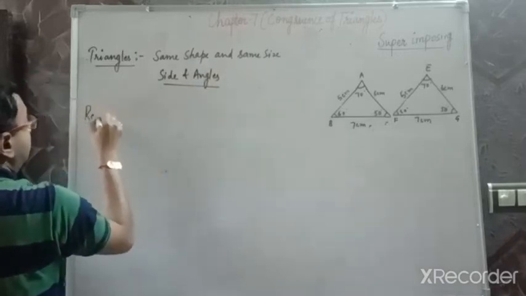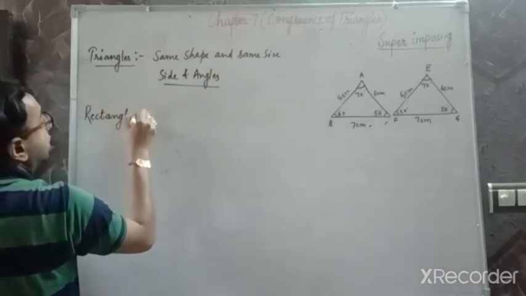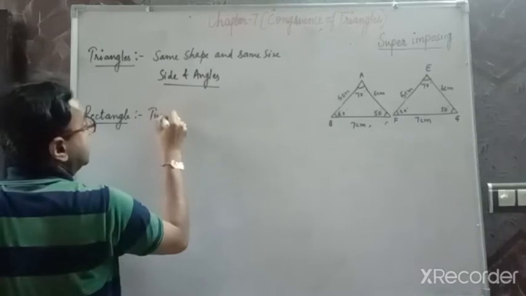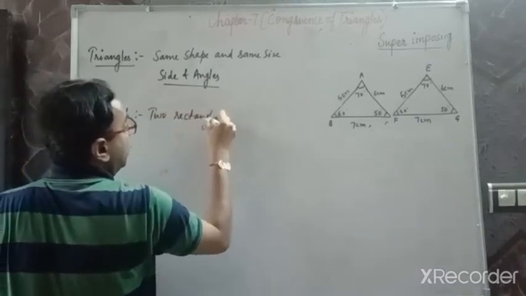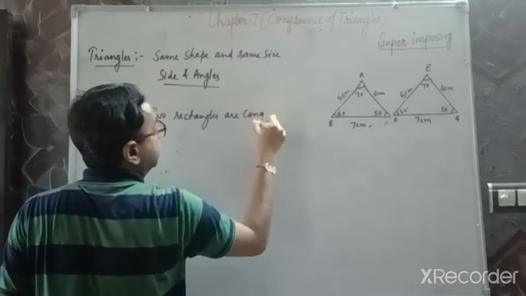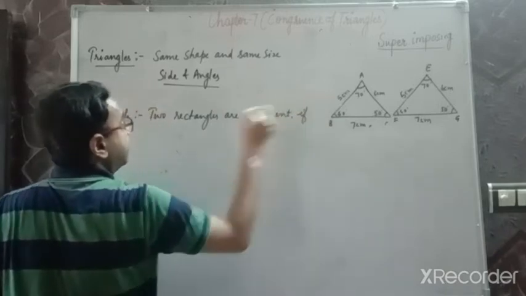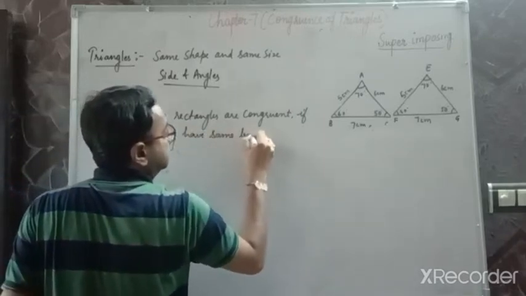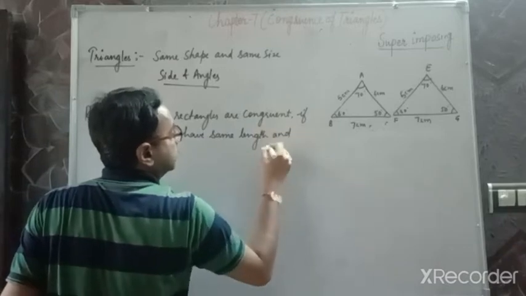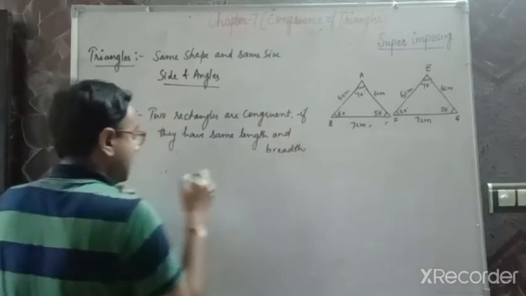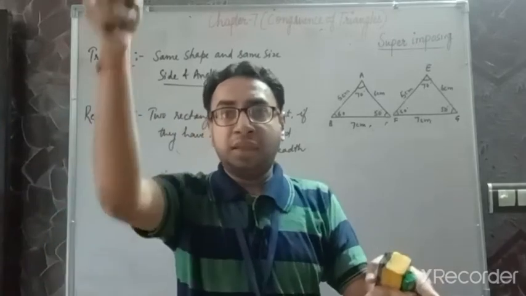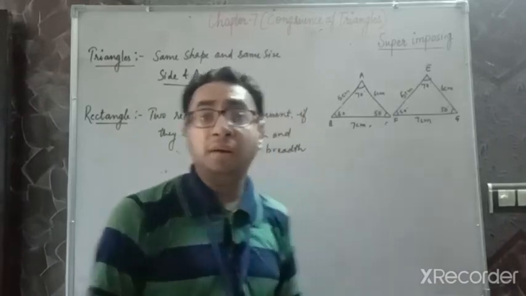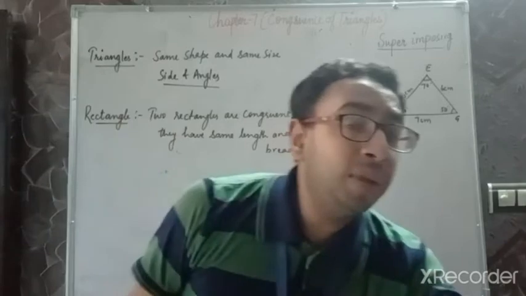Next, rectangle. What is rectangle? A four-sided figure whose each angle is 90 degree and length and breadth are not equal. So two rectangles are congruent if they have same length and breadth. Same length and breadth. Are we clear? So do remember same length and breadth.